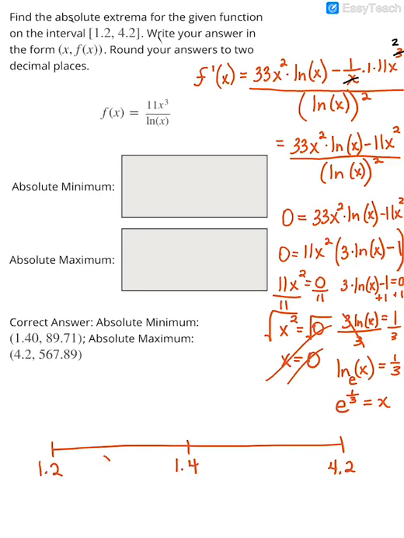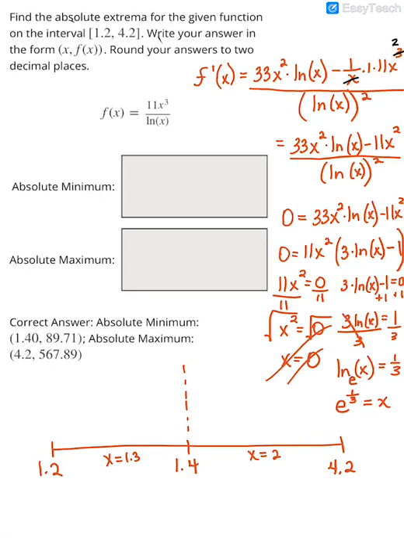So I'm going to have to use a test point of 1.3 so that I'm in between 1.2 and 1.4, and then I could just use something as simple as 2 right here. So let's see what's going on with our actual first derivative. And so again, I would recommend you just get on a calculator.